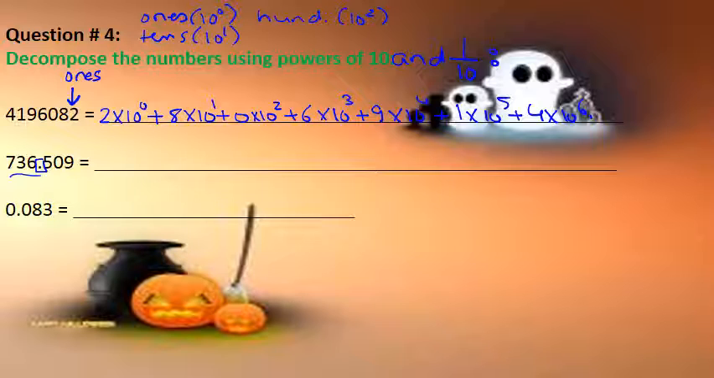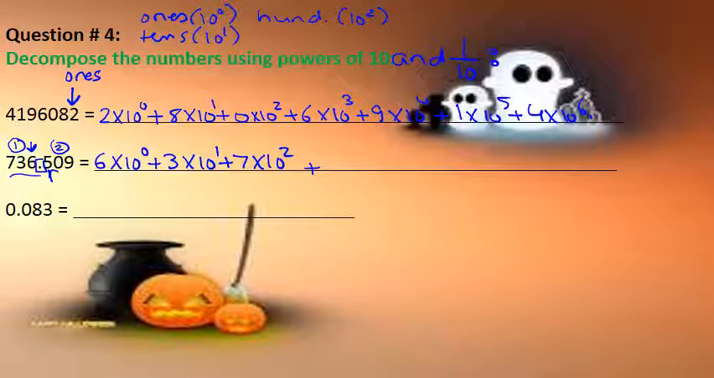In a decimal number, we have two parts. We have the whole part and we have the decimal part. So we should start decomposing the whole part starting from the ones. Also, we start 6 times 10 to the power 0, plus the 3 times 10 to the power 1, plus 7 times 10 to the power 2. When we finish the whole part, we should move to the decimal part.